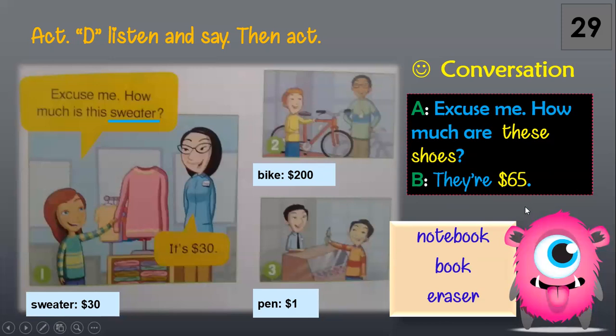Remember that in order to practice this, we have to know how to express the numbers in English. Like, for example, 30, 200, 1, 15, 50, 65, 29 in English. You should practice, make a little review about the numbers. Okay?